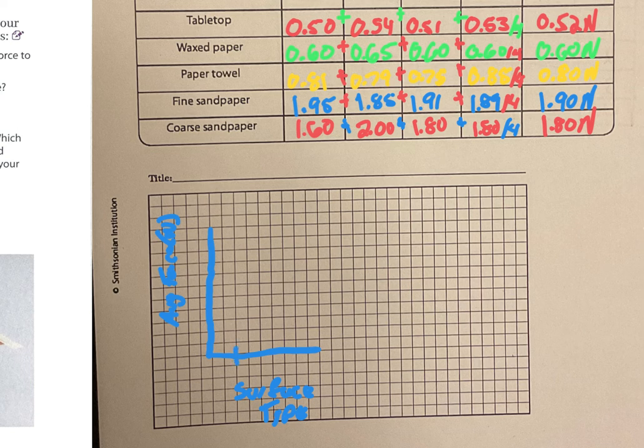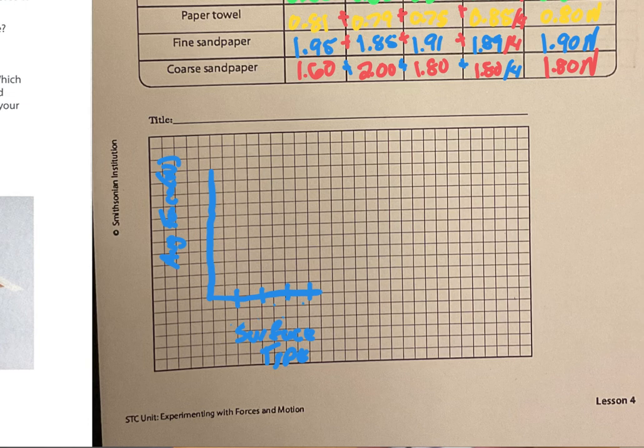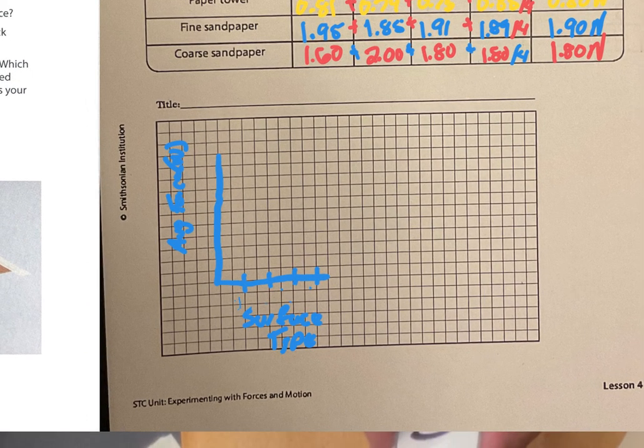And we will mark the x-axis, skipping a line in between each marker. So the first one is going to be TT. The second one, WP. The third one, PT. Let's erase these. These are hard to see. I'm going to zoom in here. Well, maybe I won't. This is as far as I can zoom in. So TT, tabletop, WP, wax paper, PT, paper towel, FS, fine sandpaper, and our last mark will be coarse sandpaper.